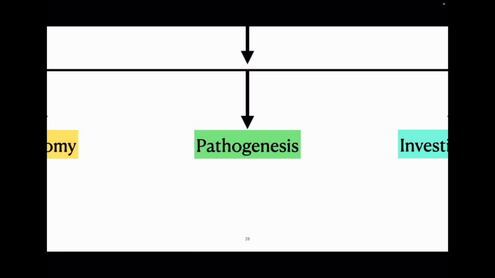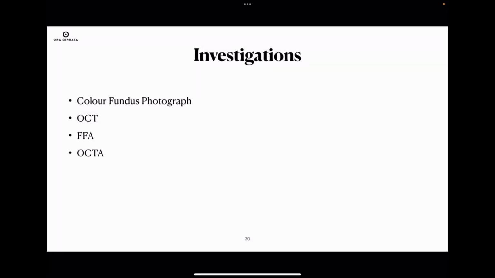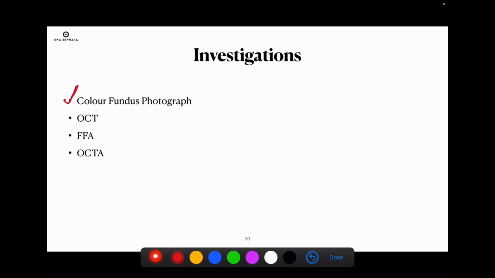So now that we have learned the pathogenesis, we can go to the investigations. So investigations in routine clinical practice mainly involve color fundus photo, an optical coherence tomography scan of the macula, fundus fluorescein angiography, or in some special cases might also involve the use of OCT angiography.